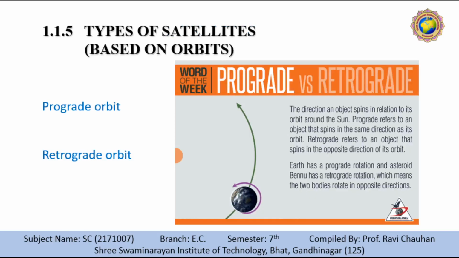Another type is prograde orbit and retrograde orbit. A particular animation shows the prograde and retrograde with each term. Shortly I explain to you, a prograde orbit has the same rotation as the Earth, and the retrograde has the opposite rotation to the Earth.